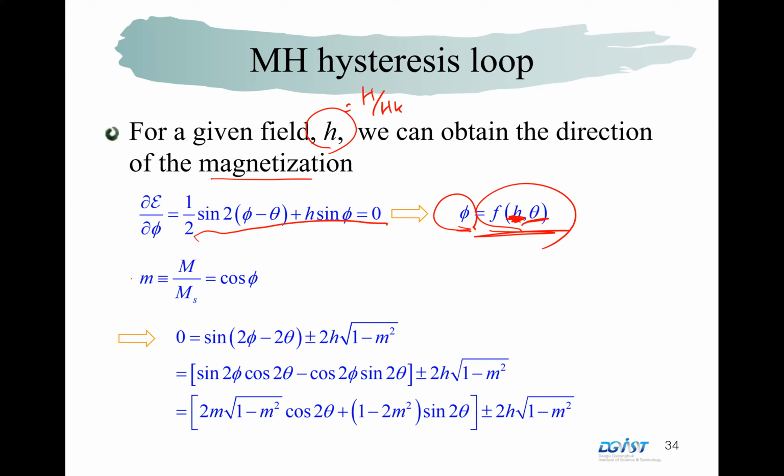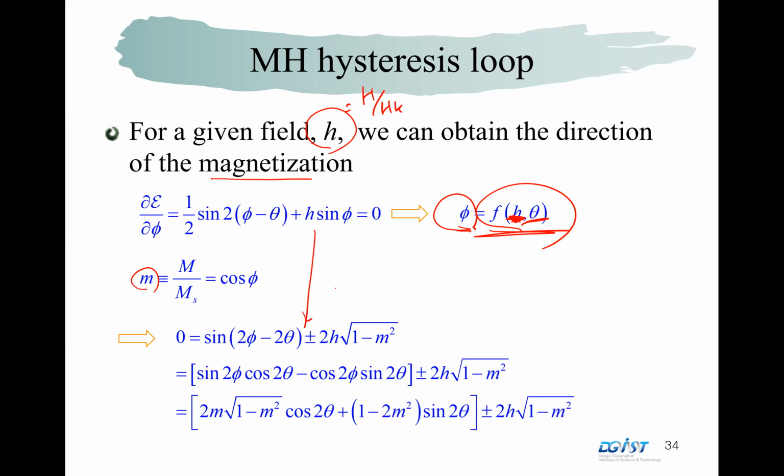And let's introduce a new variable, small m, which is the normalized magnetization. Actually, this is nothing else but cosine phi. Okay, so from this equation, we can multiply by 2 here. This equation is here because we say m is cosine phi, and sine phi is plus or minus the root of 1 minus m square.